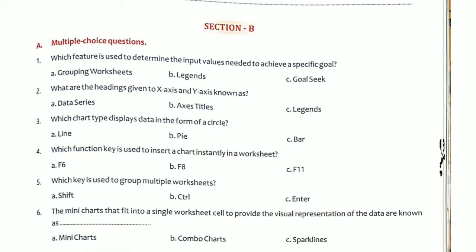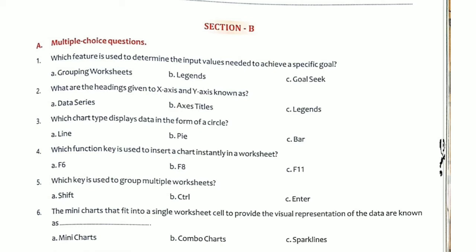Third is, which chart type displays data in the form of a circle? First is line chart, second is pie chart, and third is bar chart. So the answer is pie chart. Fourth is, which function key is used to insert a chart instantly in a worksheet? First is F6, second is F8, third is F11. So the answer is F11.